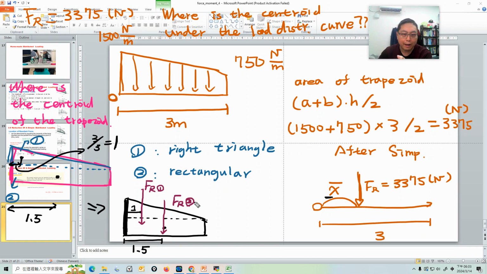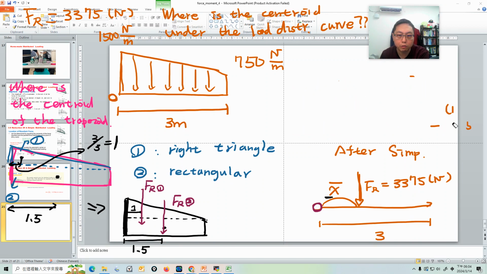After simplification, how do we determine the position of the resultant force? We have to use moment balance. Before and after simplification, the moment must be the same. That's it. If the reference point is here, let me get rid of this. After simplification, what's your moment?